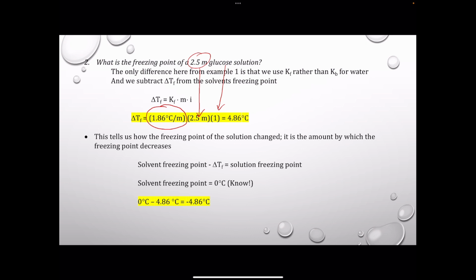So that's going to give us a temperature change of 4.65 degrees Celsius. Now this tells us how the freezing point of the solution changed. It's the amount by which the freezing point decreases, because again, the property is freezing point depression. So my solvent freezing point minus my temperature change will give me my solution freezing point. My solvent, again, is water. Its freezing point is 0 degrees Celsius. That, again, is something we've got to know. So 0 minus my temperature change of 4.65 is going to give me a new freezing point of negative 4.65 degrees Celsius.